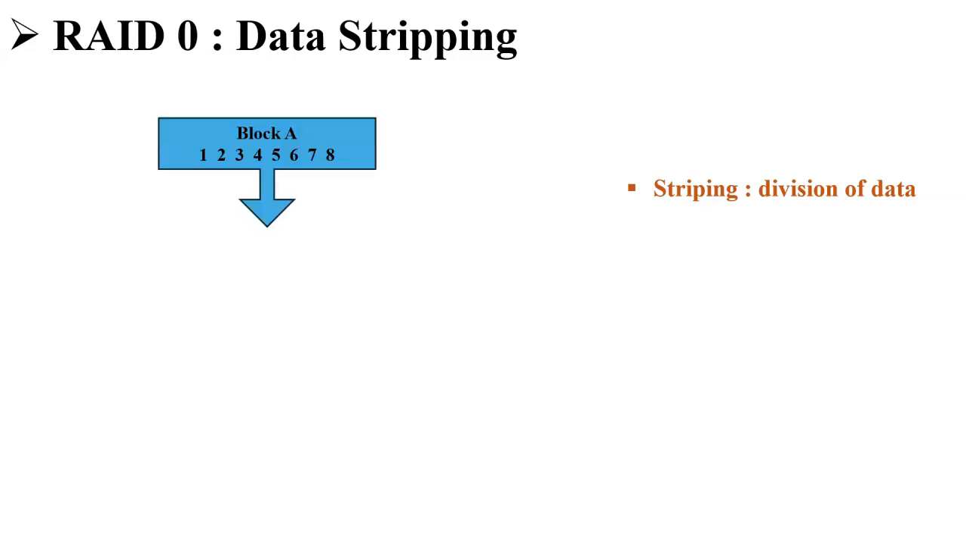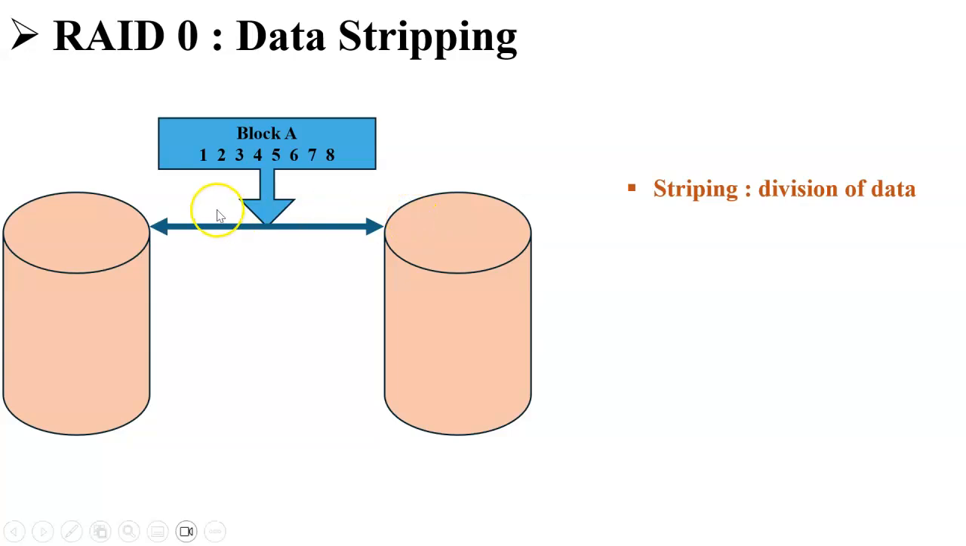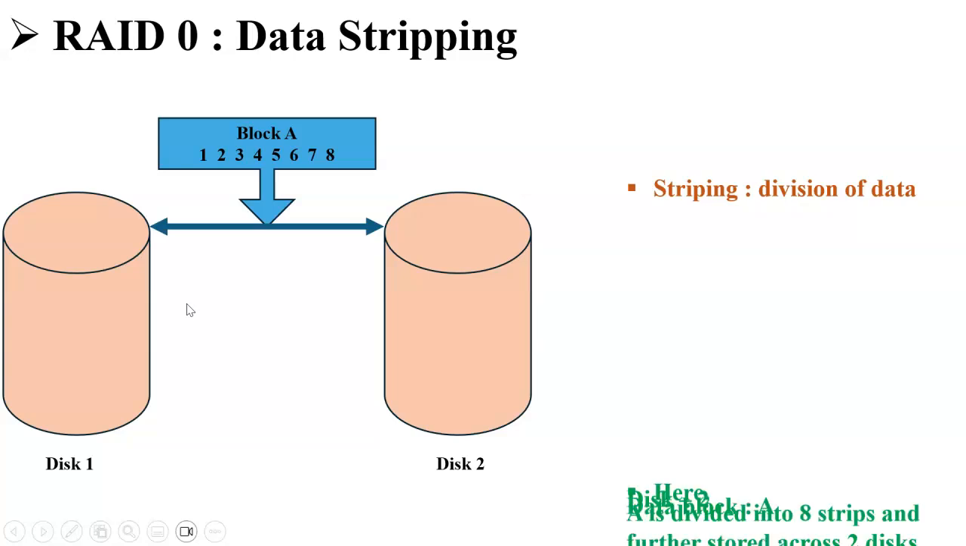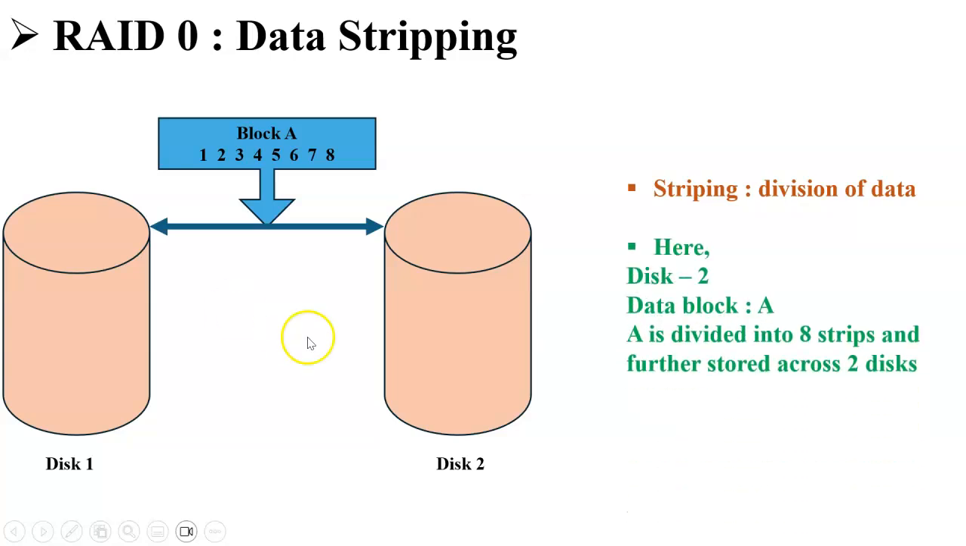Now we have a block A, which is divided into various strips. Here there are 8 strips, so a single block A is divided into 8 parts, numbered 1 to 8, and we have two disks, disk 1 and disk 2. Just observe this diagram. We have two disks, disk 1 and disk 2, and there is one data block, A, which is divided into 8 strips as I told you earlier, and they are further stored into these two disks.